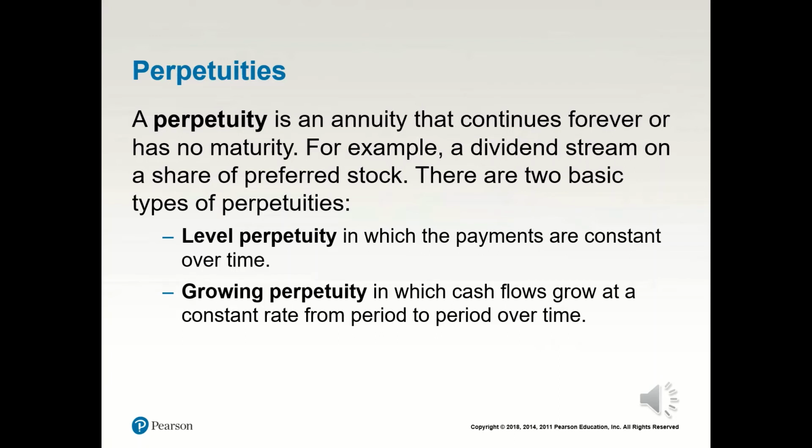There are two kinds of perpetuities. One is called a level perpetuity, and that is one that stays constant forever. And the other is a growing perpetuity. This is a perpetuity where you would expect the cash amount to grow at a regular constant rate over time.